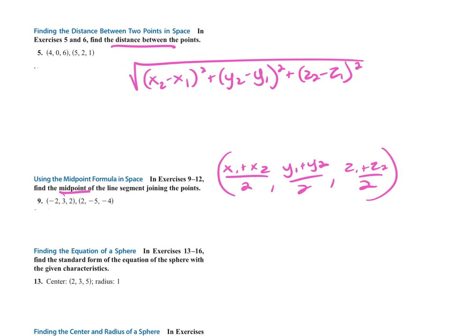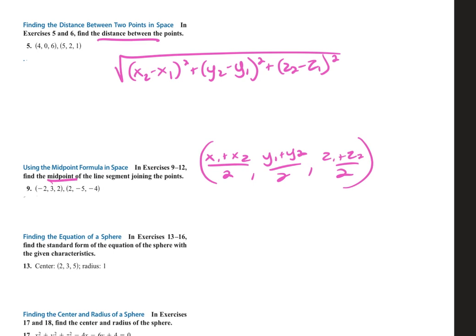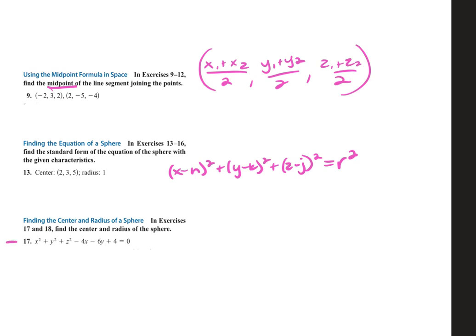And then the sphere is like the circle with an extra variable. So it's x minus h squared plus y minus k squared plus z minus j squared equals r squared. And then something like this where you might have to complete the square to find the standard form and find the center and the radius. Questions on those? That was 10-1.